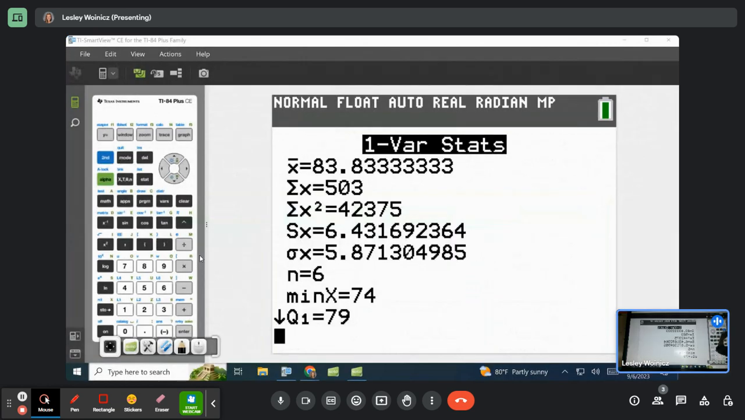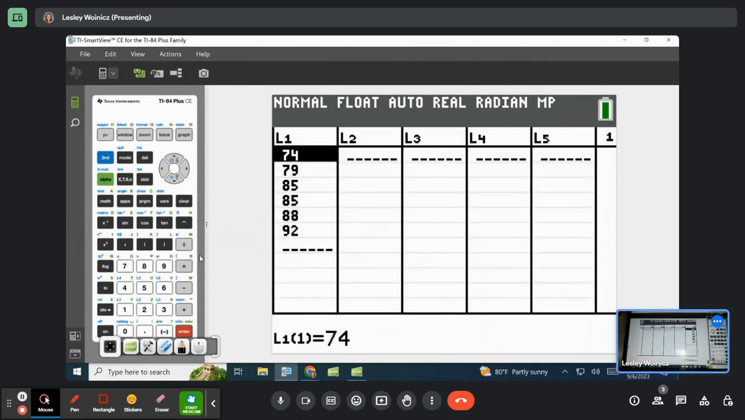Okay, so I'm going to my list. I'm going to stat, edit. I've already got a list in there, so I'm going up to list 1 and clearing it. Guys, if you're already done with list A and you have all of the 5 number summary for A, go ahead and start on list B, and I'll catch up to you.